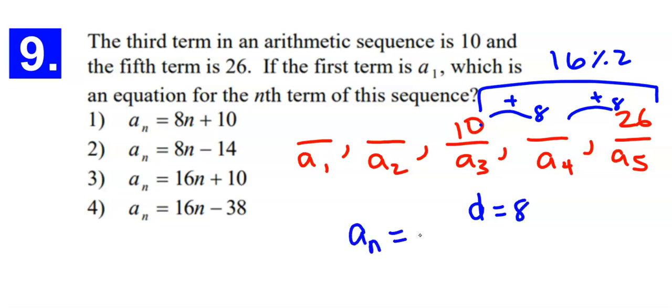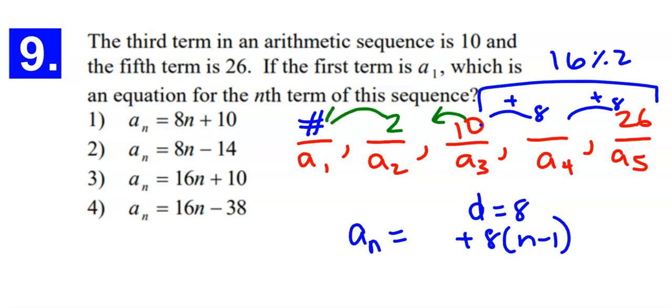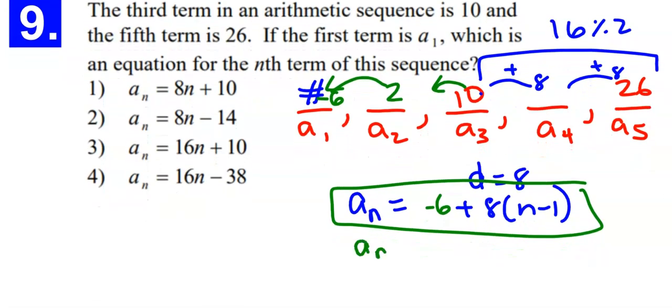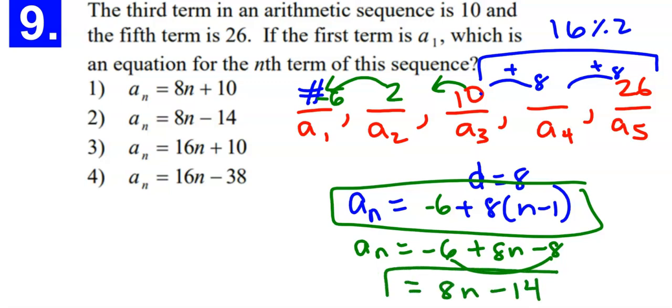So a sub n is equal to whatever a sub 1 is, plus 8 times n minus 1. It might help you to work this pattern backwards. If we're subtracting 8, this would be a 2, and if we're subtracting 8, this would be a negative 6. Now that I have my formula here, I can rearrange it. So I can distribute the 8 to the n and the 8 to the minus 1. And now I can combine like terms, leaving me with 8n minus 14. And now I can find the right match.